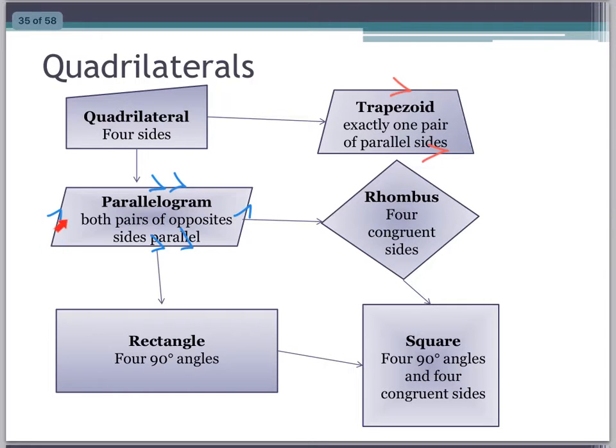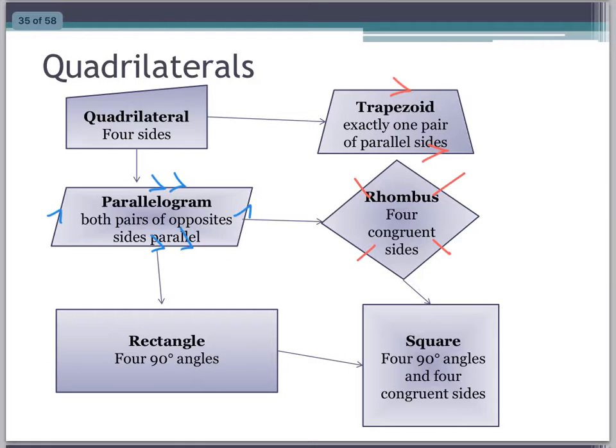Just because of that fact, this side is going to be the same length as this one, and this side the same length as this one over here. Okay, a rhombus has 4 sides that are equal. So if you ever use arc marks here, 1, 2, 3, 4 sides are equal. Technically, a rhombus is also a parallelogram.